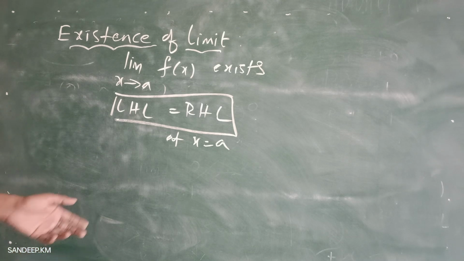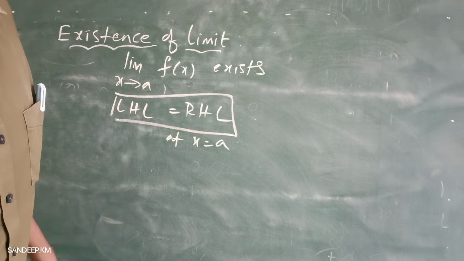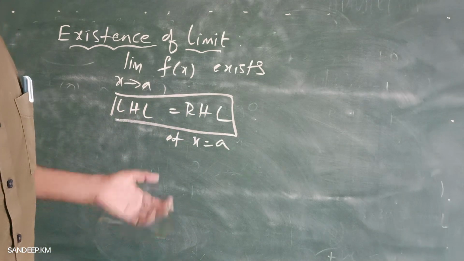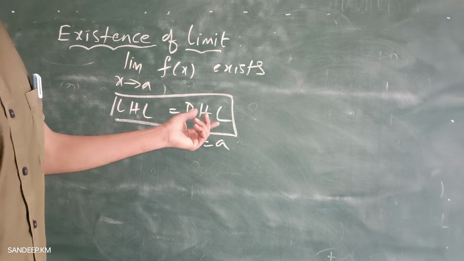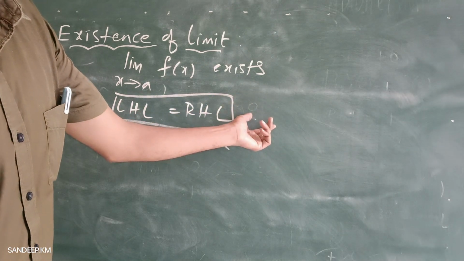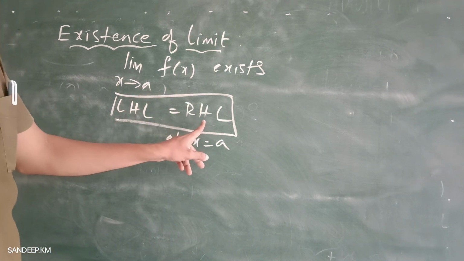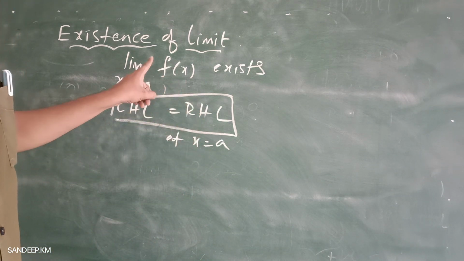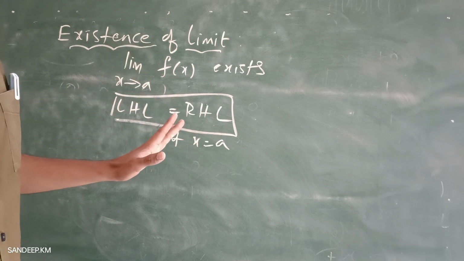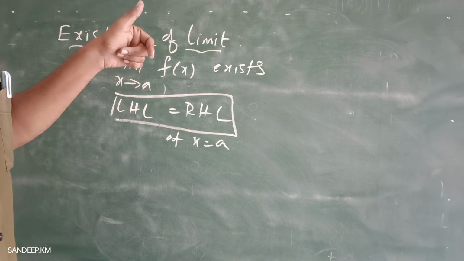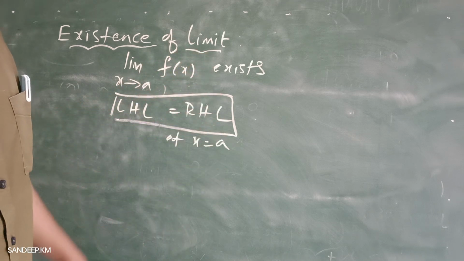It doesn't matter whether they are equal to the value of the function or not. I don't care whether LHL and RHL are equal to f of a or not, it does not matter. If the left hand limit is equal to the right hand limit, we say that the limit of the function exists. So obviously in the first example, the left hand limit is equal to the right hand limit, correct or not?